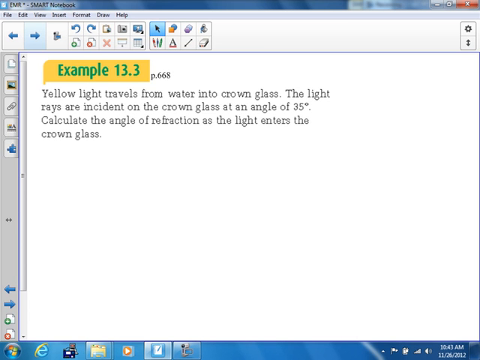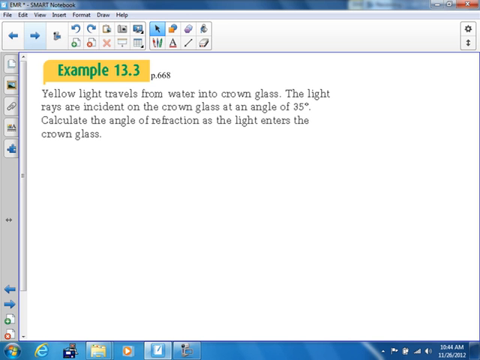13.3, page 668. Yellow light. Why do you think they're telling me yellow light? Because that's what we have the numbers for, right? That's what we have the index of refraction for, is yellow light. Yellow light travels from water into crown glass. The light rays are incident on the crown glass at an angle of 35 degrees. What's the angle of refraction as the light enters the crown glass?